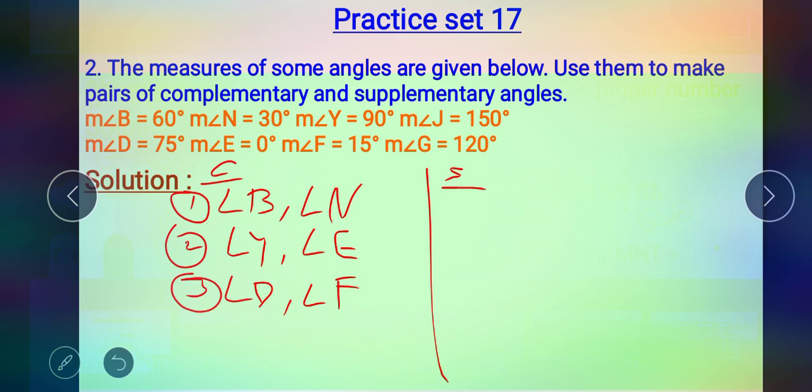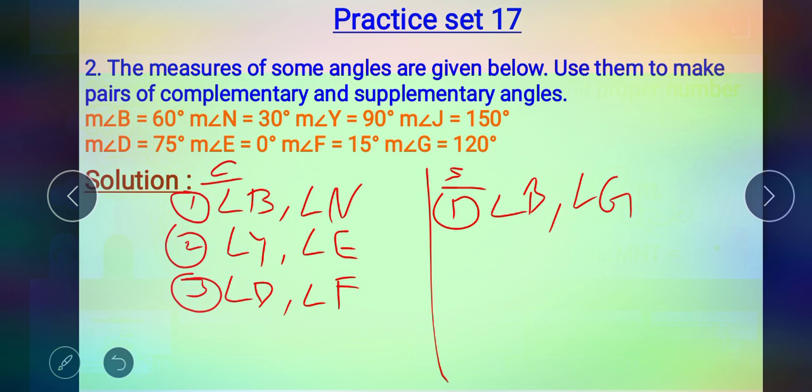In the same way, we can check for supplementary angles, students. Supplementary means the addition should be 180 degrees. Students, when you see 60 plus 120 is 180 degrees, we can say B and G are supplementary angles. So I'll get the first pair, angle B comma angle G, 180 degree addition. That's why they are supplementary angles.